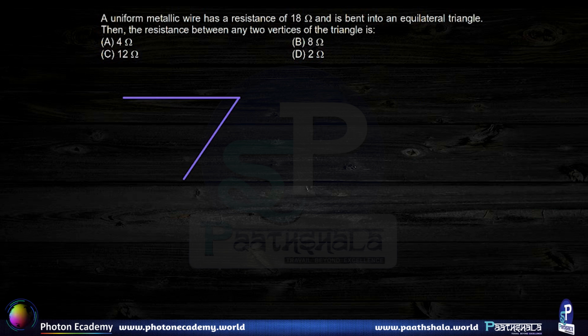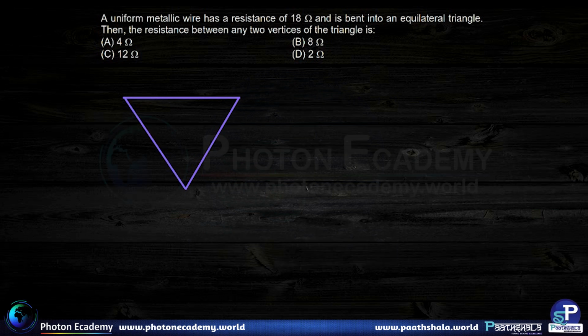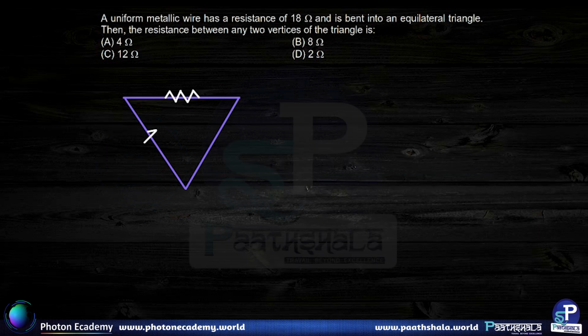So let us say this is the situation. This is now bent into an equilateral triangle. So each of the three sides of the wire can be represented by a particular resistance. Let us say this side will have a particular resistance R. So will this side. And since it's an equilateral triangle and the net resistance of the initial wire was 18, it is very easily understood that the resistance of each of these three sides is going to be 6 ohms each.